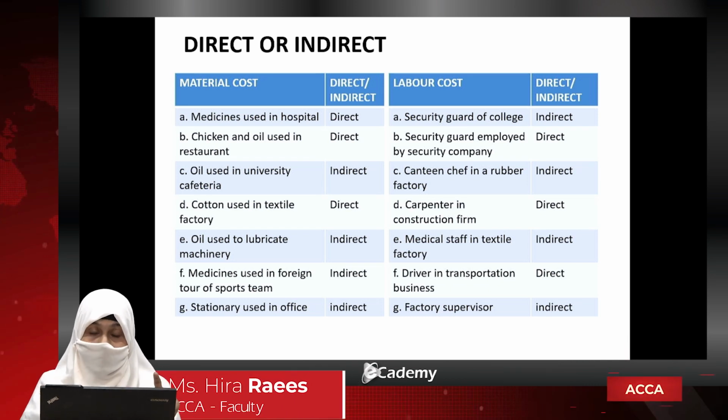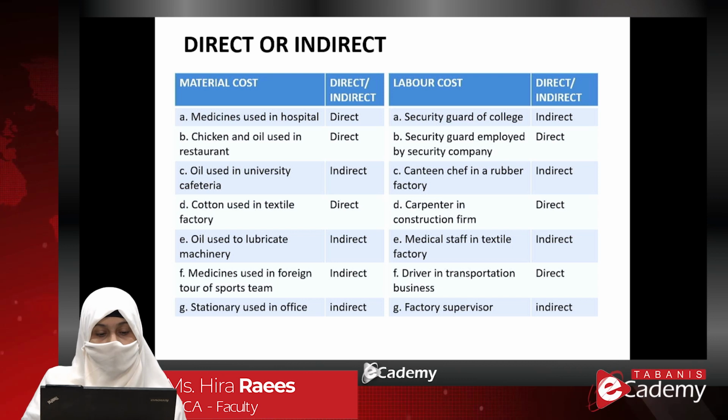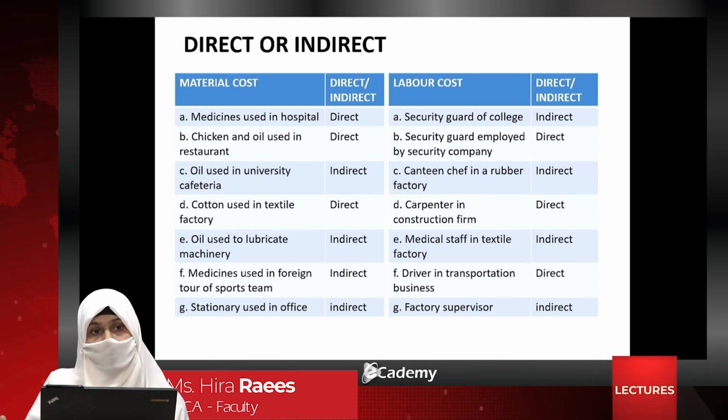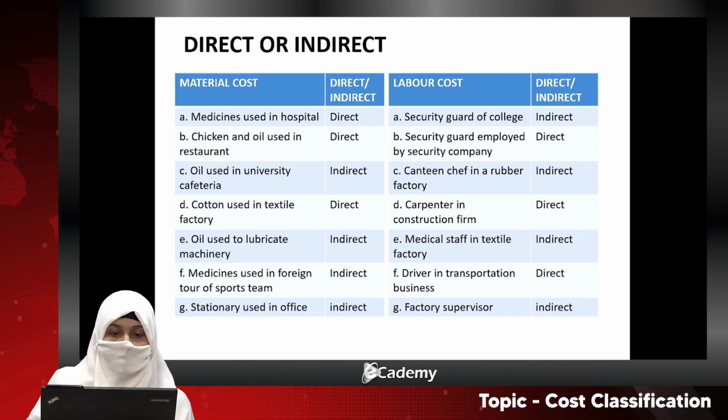So there is an indirect link involved between both of them. Medicine used in a foreign tour of a sports team is an indirect cost, because in that case direct material would be the bat, ball, gloves you are using. Stationery used in office is obviously also an indirect cost.